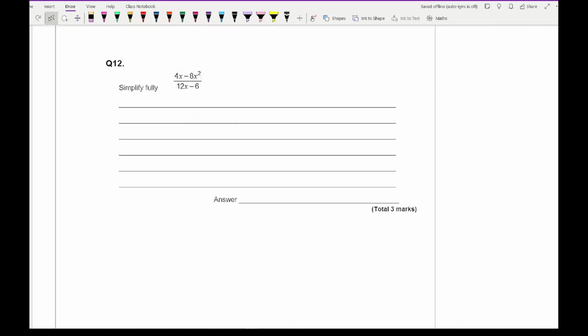Now looking at question 12, it says simplify fully. So again, looks very, very similar to what we've done previously. So if we factorize the top, we notice that a common factor is 4x, so 4x, and I've got 1 minus 2x. And then if I factorize the bottom, I get a common factor of 6, so I've got 6, and then it's 2x minus 1.